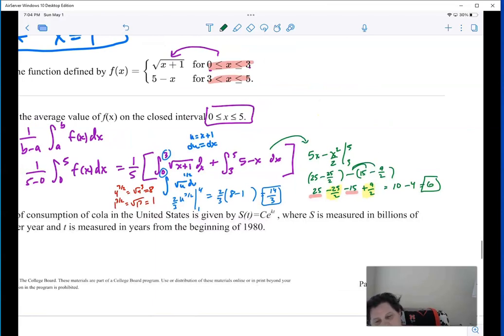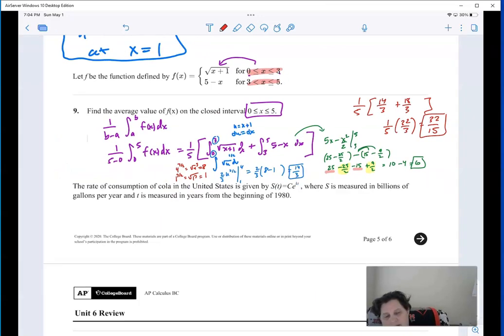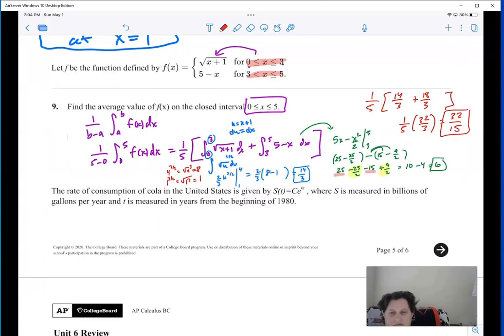So the average value is 1 over 5, and then the integral, a third plus. Now that should suffice just fine for you. You're completely fine at that point. If you want to, 32 thirds, 1 over 5, or 30. All right, so there's my average value.